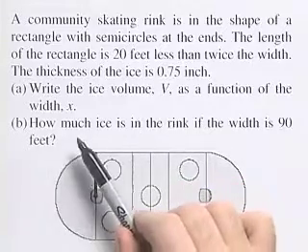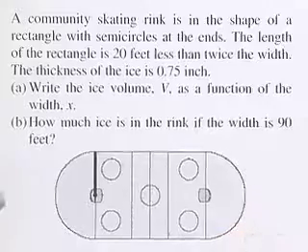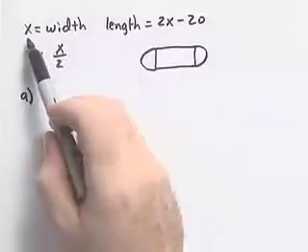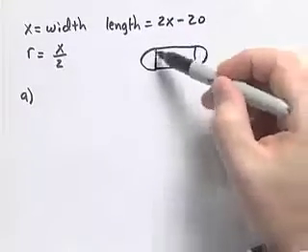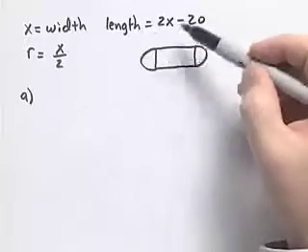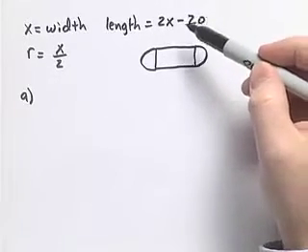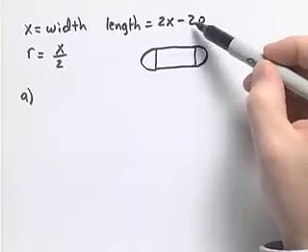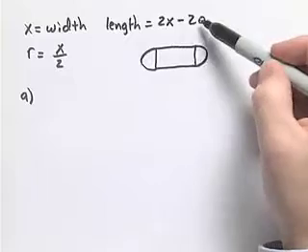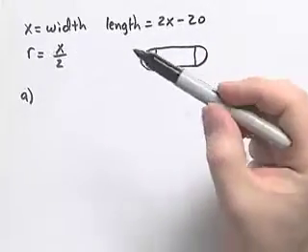And then for part B, we want to figure out how much ice is in the rink if the width is 90 feet. First thing we should do is define some variables. We've said that x is the width of the ice rink, so we have this rectangle part in the middle. We want to define the length, and in the problem we're told that the length is 20 feet less than twice the width. Twice the width is 2x, less 20 is minus 20, so the length is 2x minus 20. That way we have expressed it in terms of the width x.